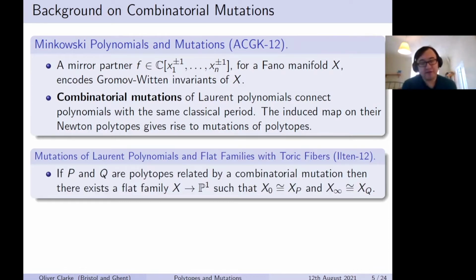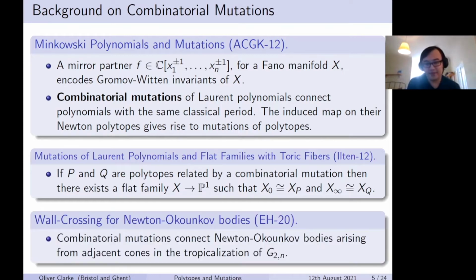Also, Nathan Ilten showed that if you take two polytopes and you look at their toric varieties, so these two polytopes, let's say, are related by a combinatorial mutation, then there is a flat family over the projective line such that there are two distinguished fibers, let's say 0 and infinity, which correspond to the toric varieties of the polytopes P and Q. So this gives us a way to see how the toric varieties are related. And this is a bit closer to what I'll be talking about today. So I'll be interested in toric varieties too.